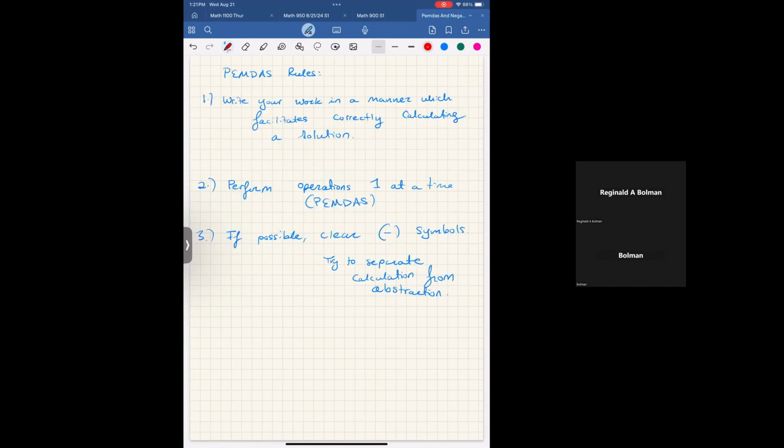Well, there are a couple of rules whenever you encounter a PEMDAS problem that will help keep your math straight. First and foremost, you want to write out your work in a manner which facilitates correctly calculating a solution. Math is useless if we just have symbols on a paper. Usually those symbols are asking the reader to perform a sequence of calculations. And if that's the case, you want to write your math in such a way that the calculations being performed by the reader are going to be performed in a uniform manner to begin with.